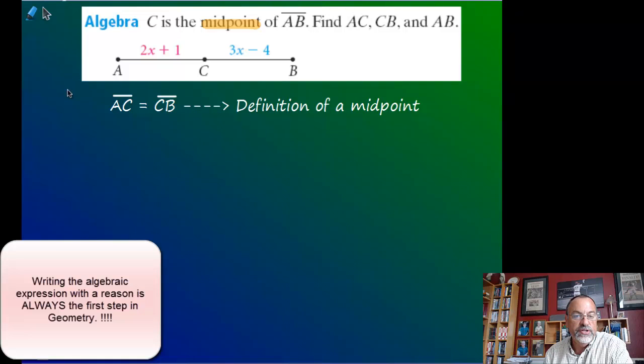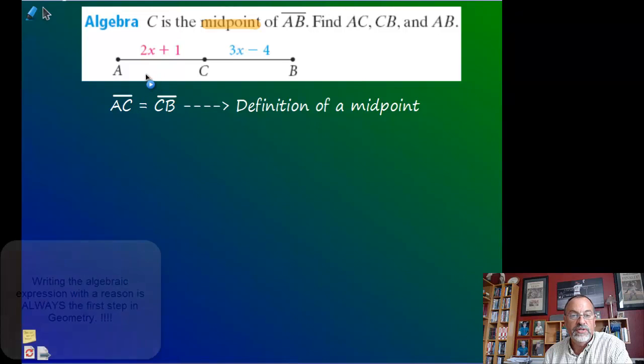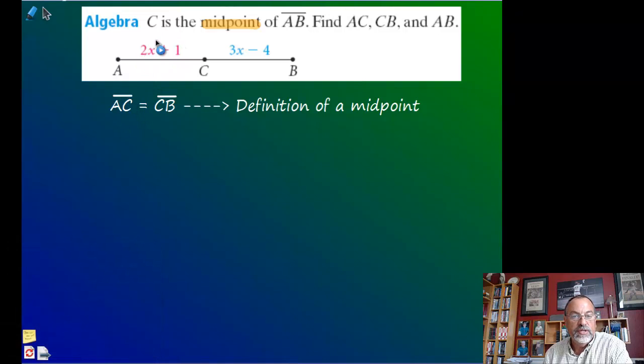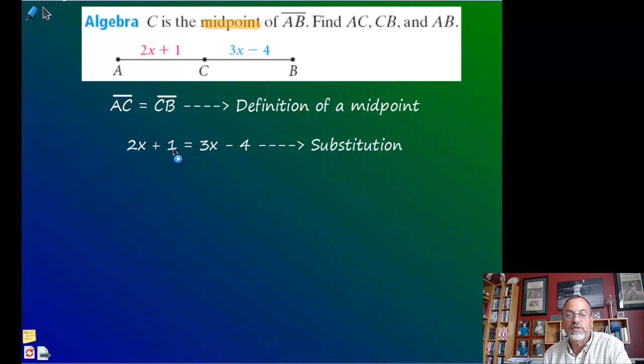So again, this is the geometry course right here. Understanding the definition and then writing an algebraic expression from that. Once I know that, I can substitute these values in. What is AC? They tell me AC is 2x plus 1. And what is CB? They tell me CB is 3x plus 4. So I substitute these in. I now have an algebraic expression with variables which allows me to determine the value of the variable.